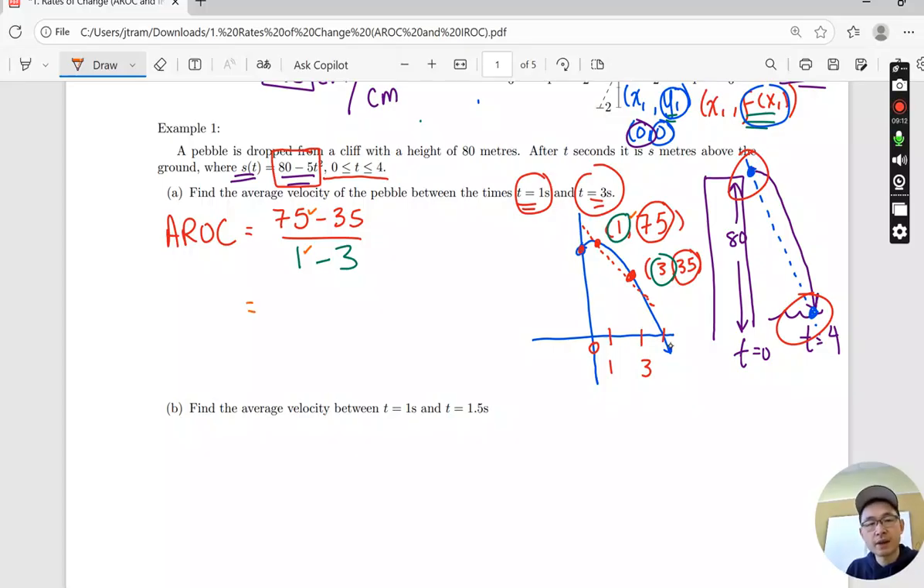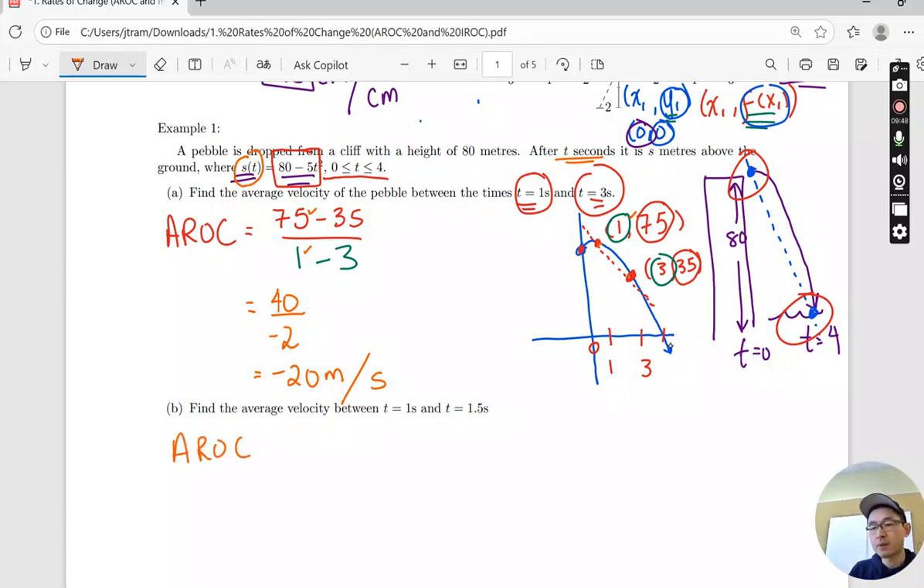So we have 75 minus 35, which is 40. 1 minus 3, which is negative 2. 40 divided by negative 2 is negative 20. So it says s represents s meters above the ground. So the pebble is falling at a rate of negative 20 meters per what? Time is in seconds, so per second. So between 1 second and 3 seconds, it is falling at negative 20 meters per second.